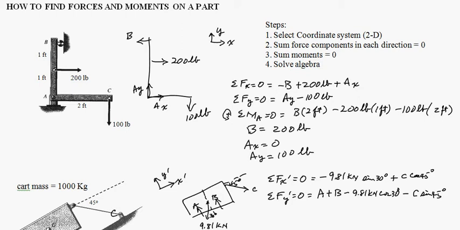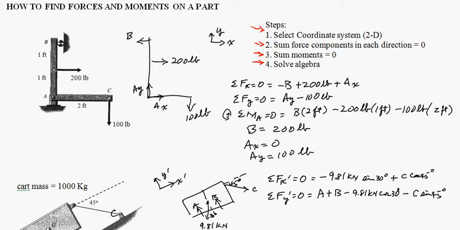This instruction is on finding the reactions on a part produced by the loading conditions. We'll use the free body diagrams developed before, and the steps are to select a coordinate system, sum the force components in each direction of that coordinate system. We'll be in 2D, so there will be two directions. Then we'll sum the moments and then solve the algebra.